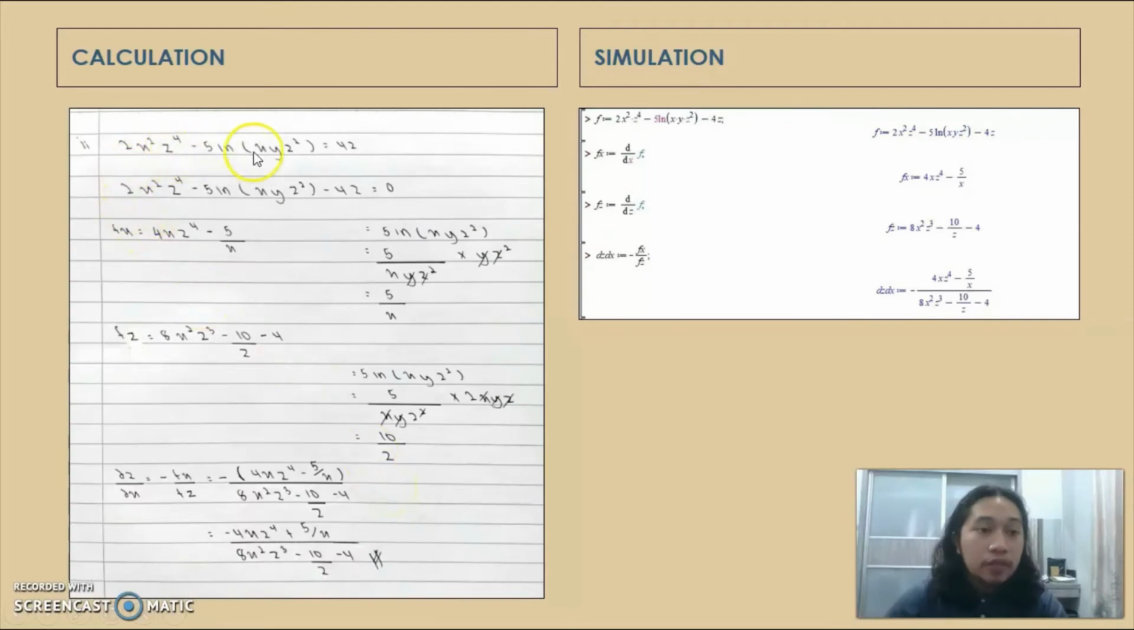Okay, for the last question, D2. First we need to differentiate the equation also against x and z, and then use the formula negative fx over fz to get the answer. And then we can see that we get the same answer for simulation and calculation.